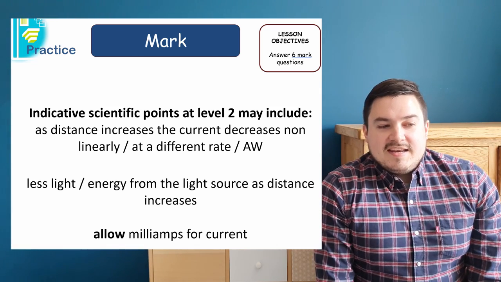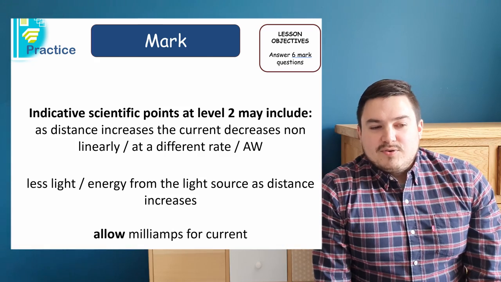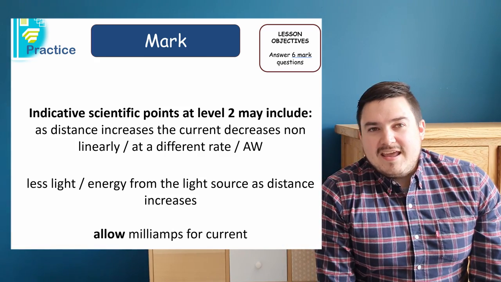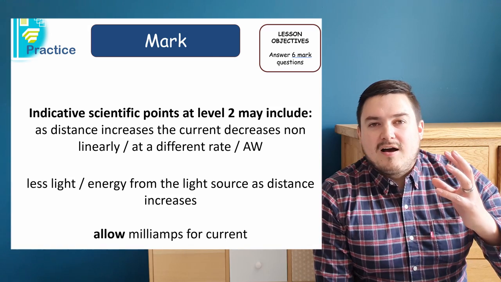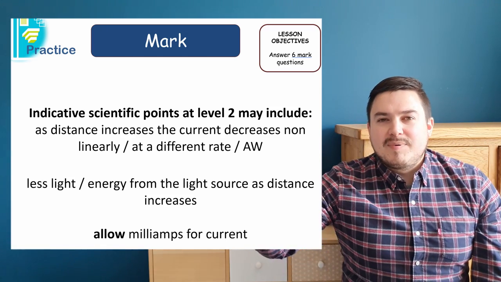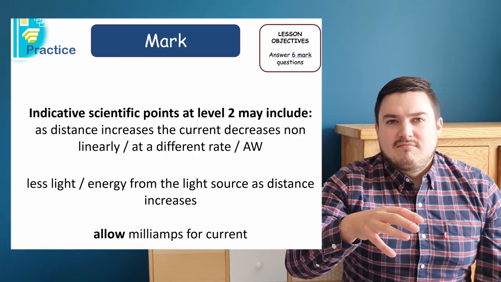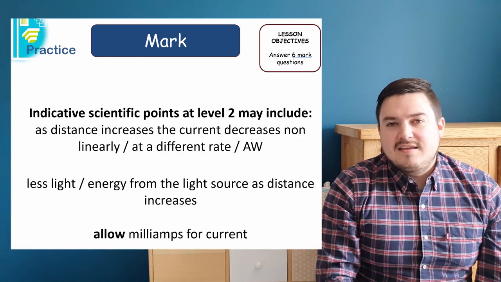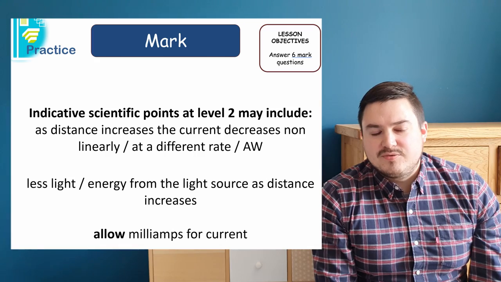Our explanation again needs to be less light or energy from the light source as distance increases. There's no difference needed in that explanation for this bit here. So we just need to make our relationship more detailed. The idea that you've identified that doubling the distance has not doubled, or it's not doubled or halved the current that's produced.